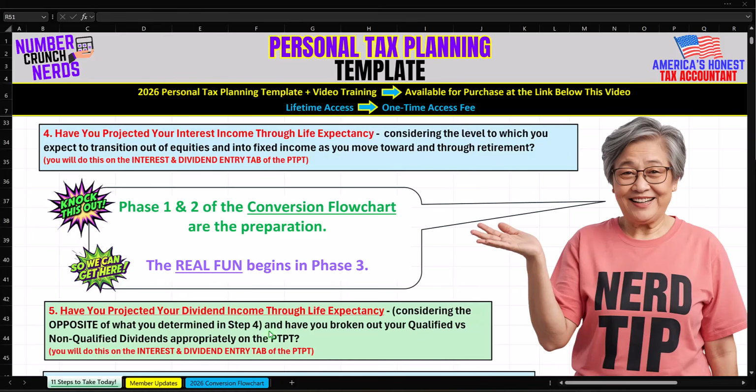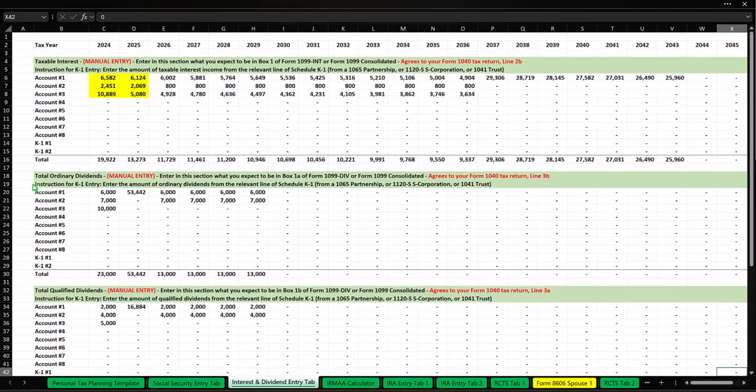In addition to projecting your total dividend income, have you broken it out between qualified versus non-qualified dividends appropriately inside of the personal tax planning template? And note that you will do this as well on the interest and dividend entry tab. So coming back over here to the personal tax planning template, this is the section for total ordinary dividends right here.